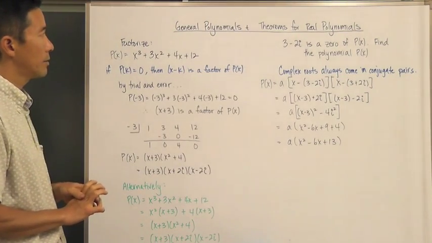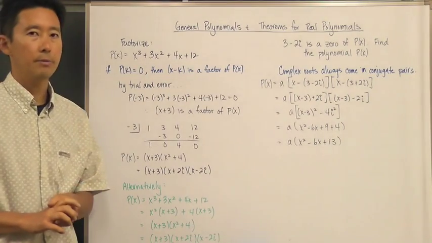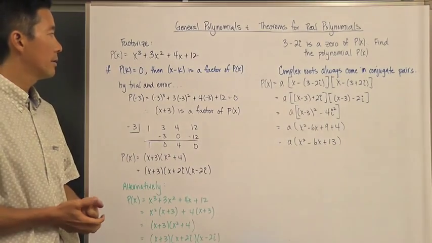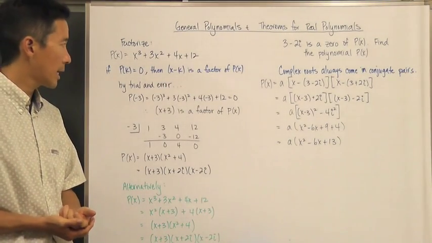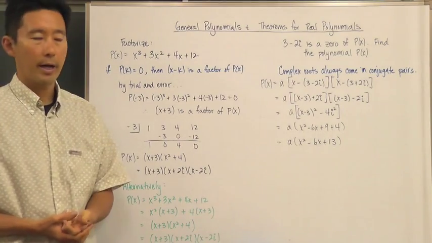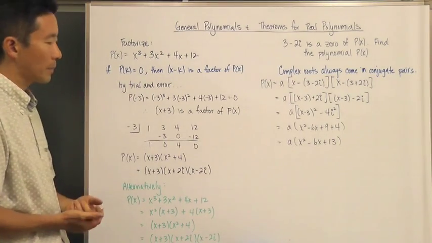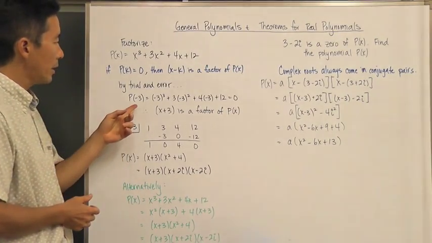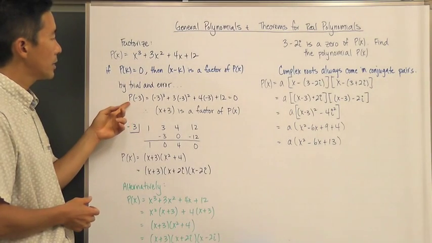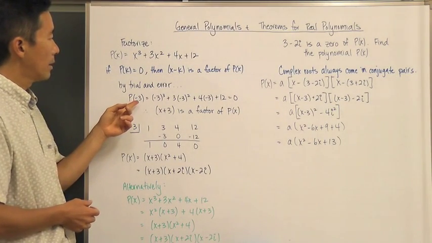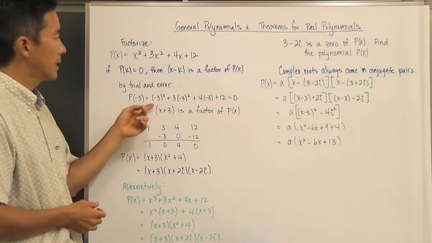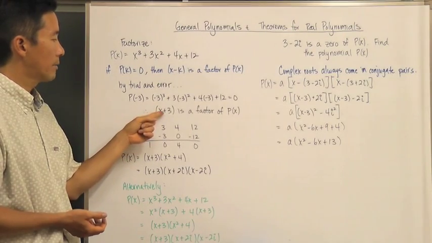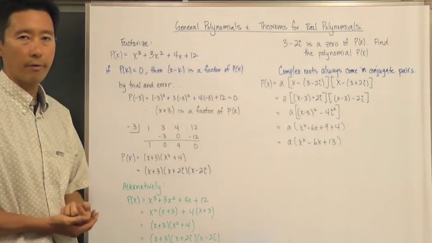Now, what we need to do is use some of the theorems that we know. In this particular case, if p of k is equal to 0, then x minus k is a factor of p of x. So by trial and error, and of course we can use our graphing calculator to help us, we can find that if we substitute -3 into p of x, we come up with the value of 0. Therefore, we know that x minus -3, or x plus 3, is a factor of p of x.